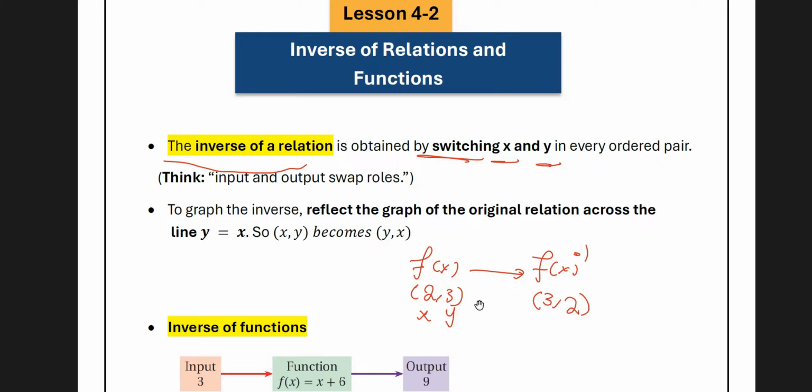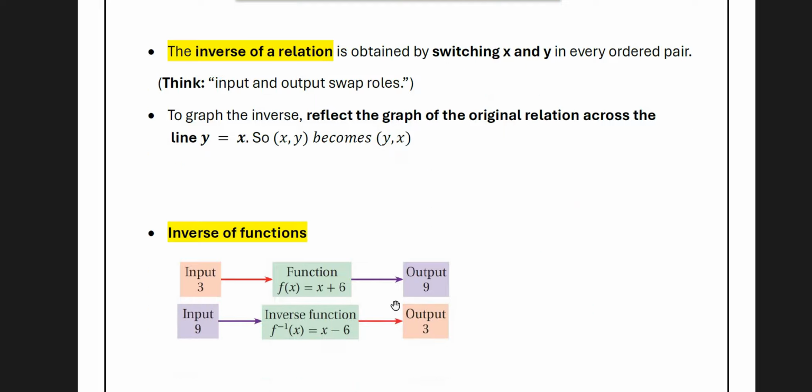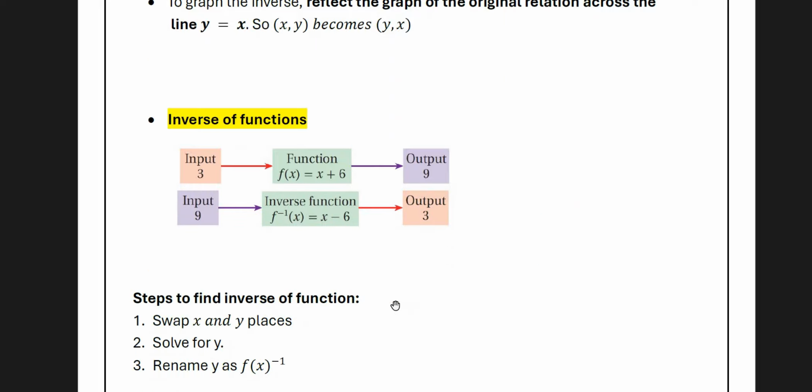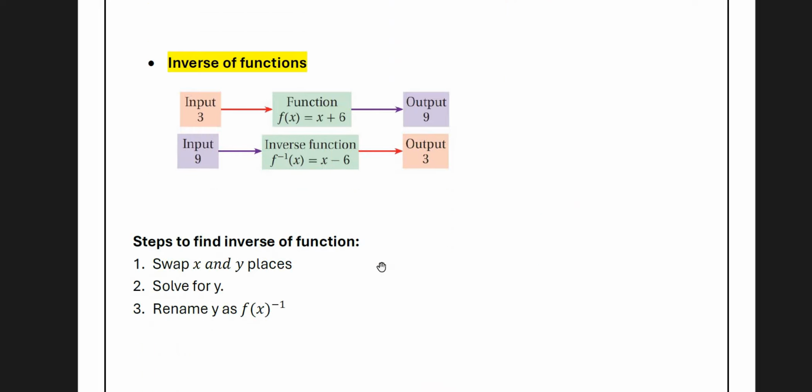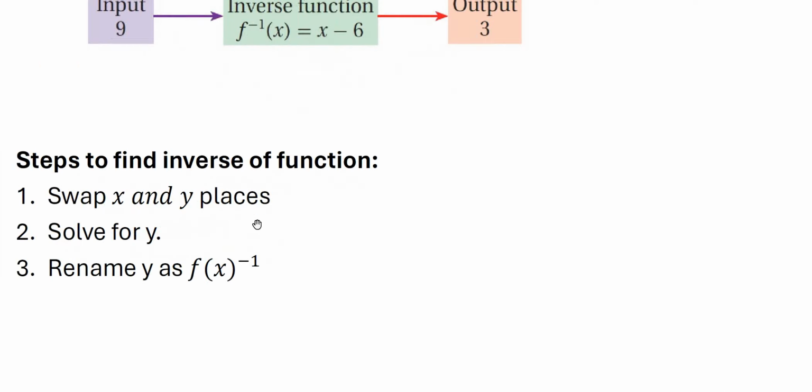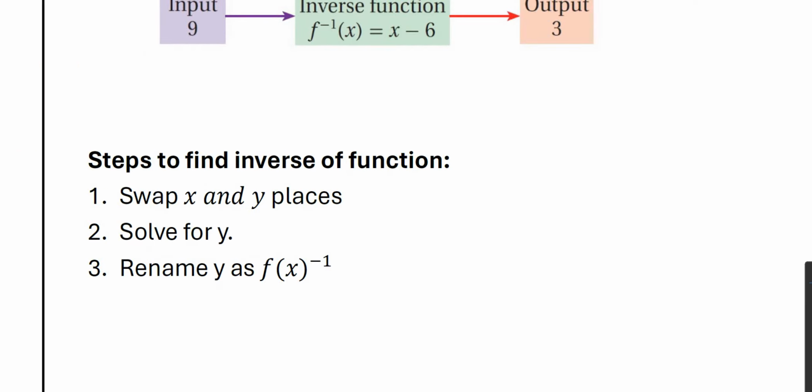All right, if you have the inverse of a relation, how to calculate the inverse of a function? If you have a function, how will you calculate it? These are the steps. First, you must swap the place of x and y in the function. Then solve for y. After that, rename your y as f inverse, so you will get the answer. I will show you by examples how to do that.